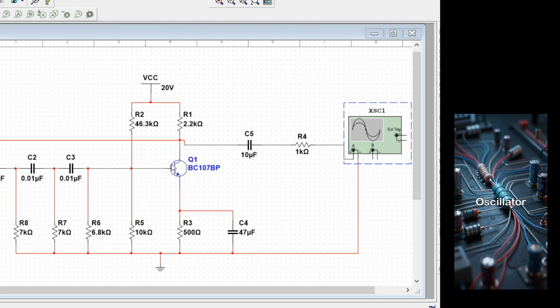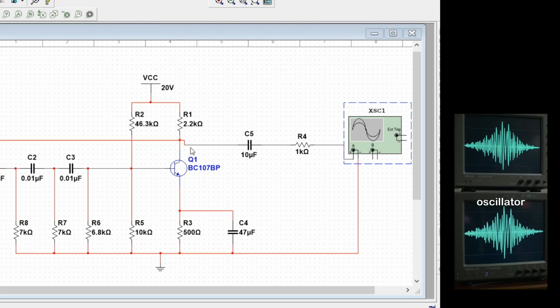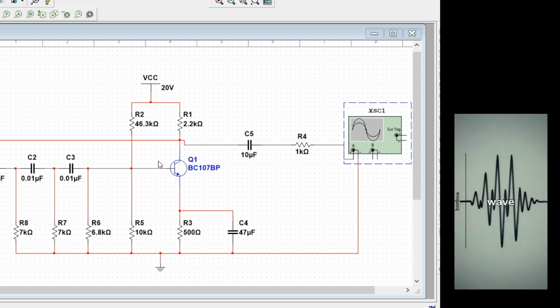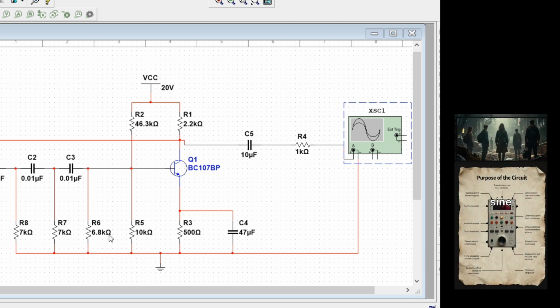RC phase shift oscillator. This circuit is an example of an RC phase shift oscillator. An oscillator is a circuit that produces a continuous wave without needing an external input signal. This circuit produces a sine wave.